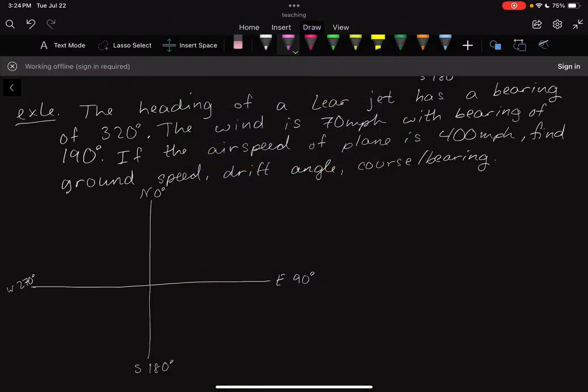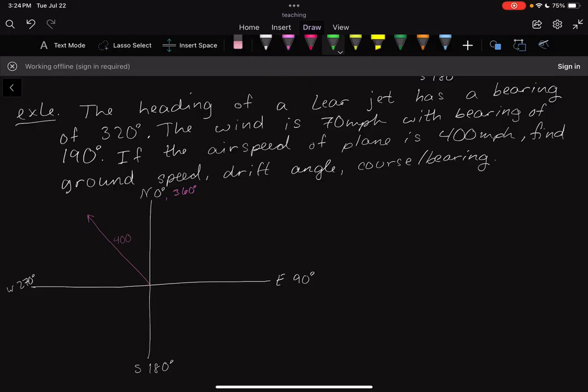All right, so the plane coming in with a bearing of 320. So 320 is going to be between 270 and the 0, which wraps around to 360. So I'm going to draw it, I don't know, probably like here. I mean, it doesn't really need to be perfect. And so that has an airspeed of 400 miles per hour. So I'm just going to draw that on there as well.